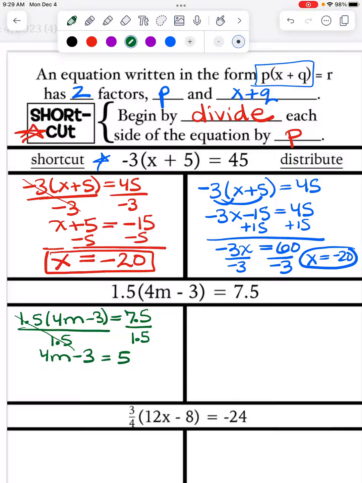All right, now I have a two-step equation. I can add 3 to both sides and then divide by 4. So I get m equals 2. And of course, you would check this, but I don't want this video to be long, so you should definitely be checking your answers.